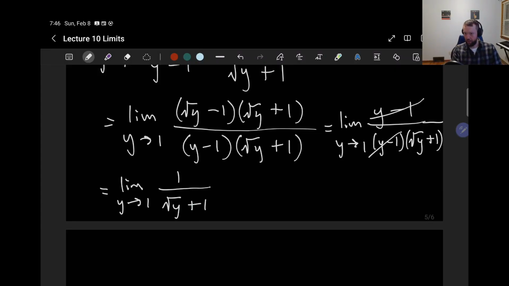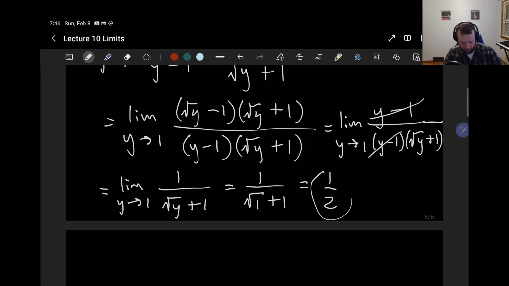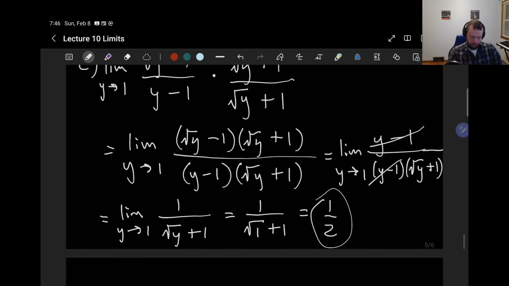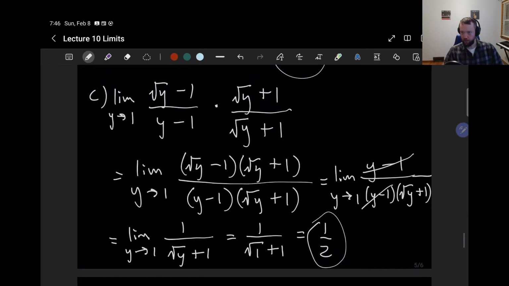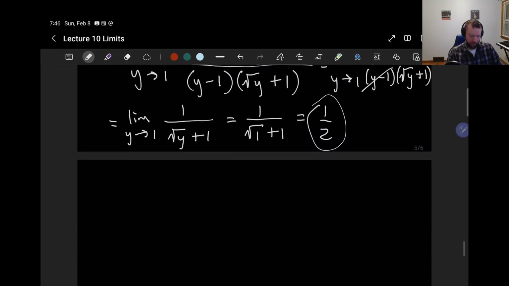Notice that now if I plug in 1 for y, this is totally fine. And the answer is just 1/2. So we multiplied by the conjugate in order to rearrange things. That allowed us to do some canceling. And then it was actually possible to just plug in 1 for y. So the answer is 1/2.